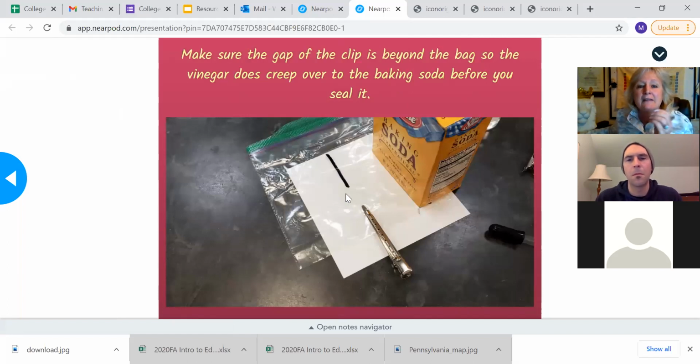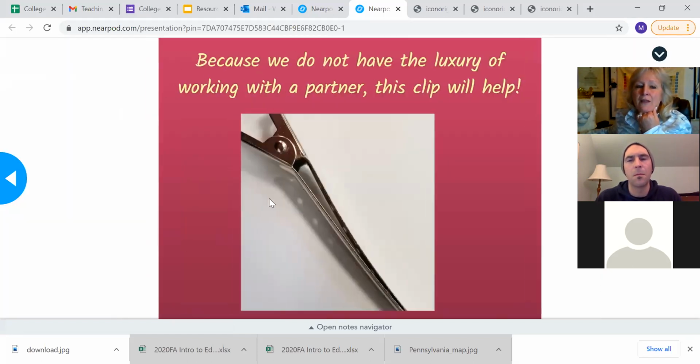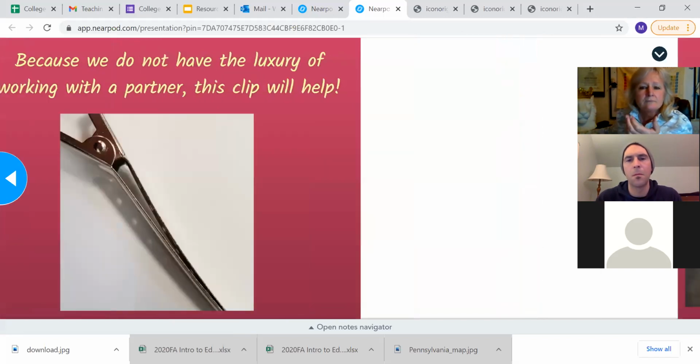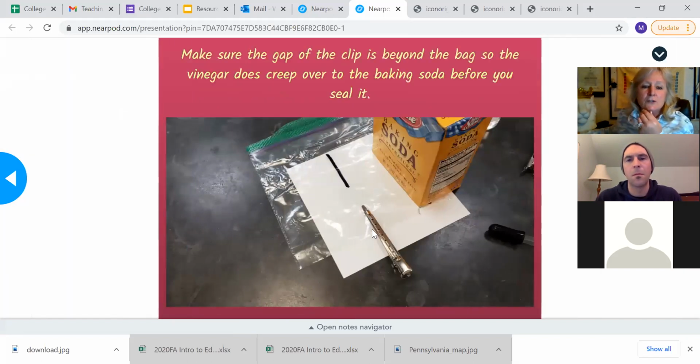Now, if you think about it, these students are all looking at this, right? I wrote, make sure the gap of the clip is beyond the bag so the vinegar does not creep over. So, I went through safety precautions. So there's the gap that I was talking about. So through the safety precautions using Nearpod, I take photographs of things to help them out.